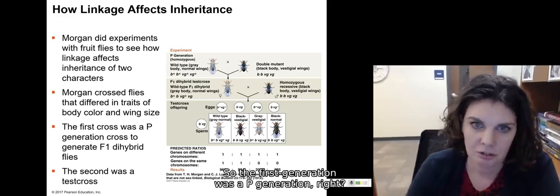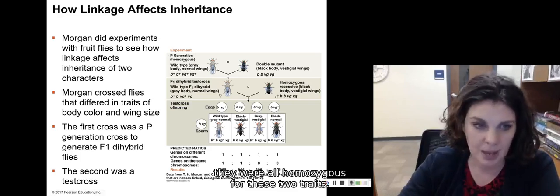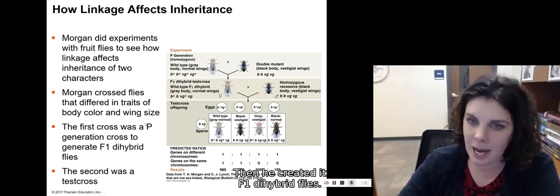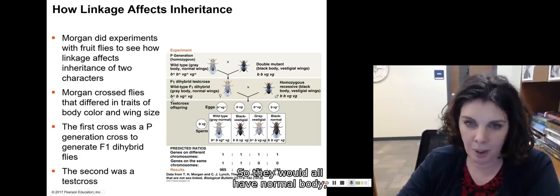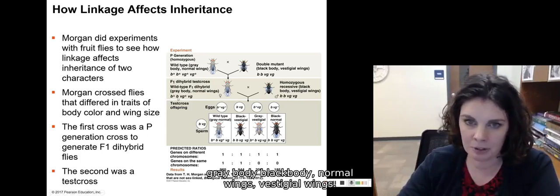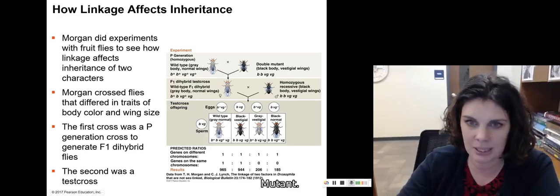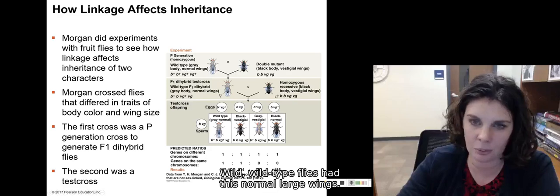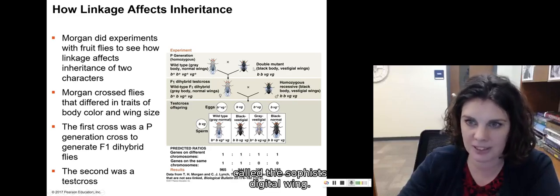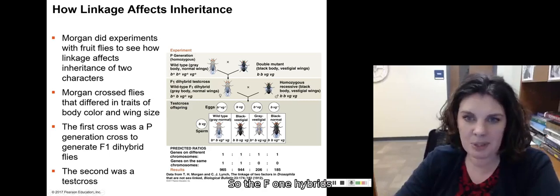The first generation was the P generation, so they were all homozygous for these two traits. Then he created F1 dihybrid flies. They would have gray body, black body, normal wings, vestigial wings. Gray was the normal phenotype, black was a mutant. Wild type flies had normal large wings. Mutant flies have what's called a vestigial wing. These are little wings that almost tried to develop but didn't actually develop.